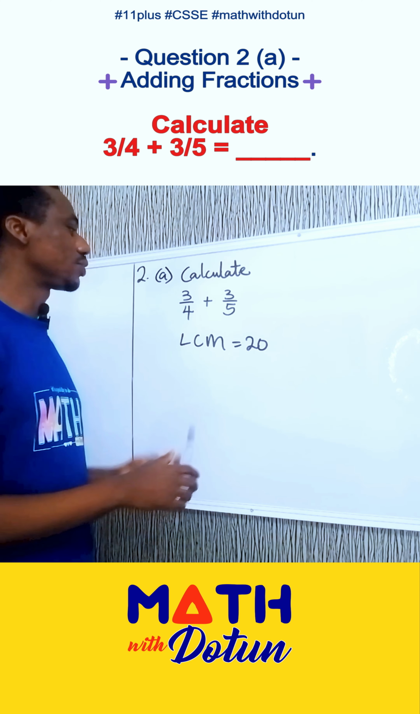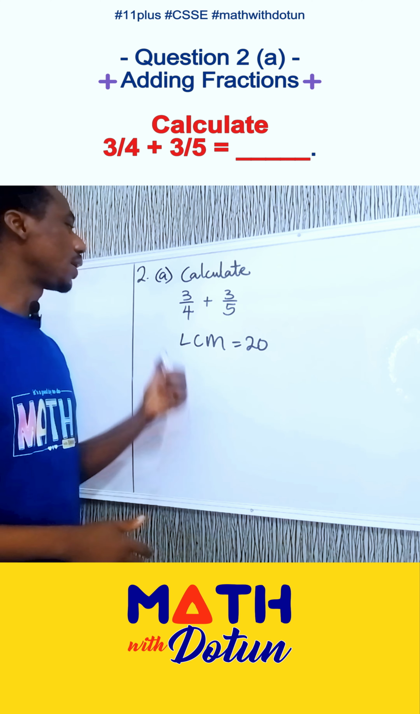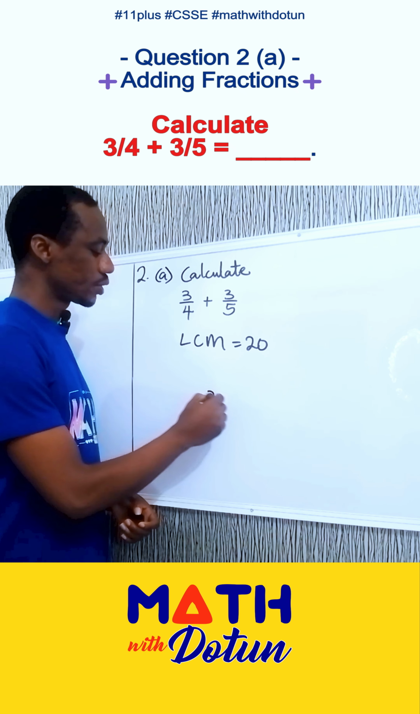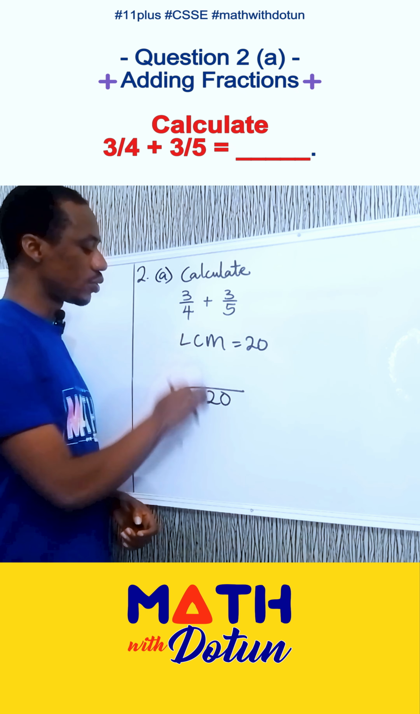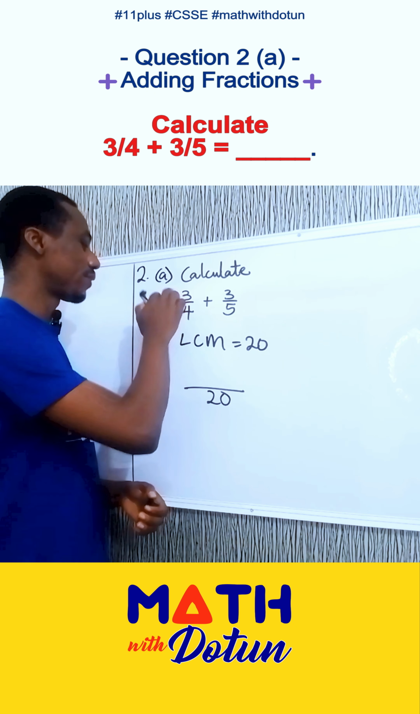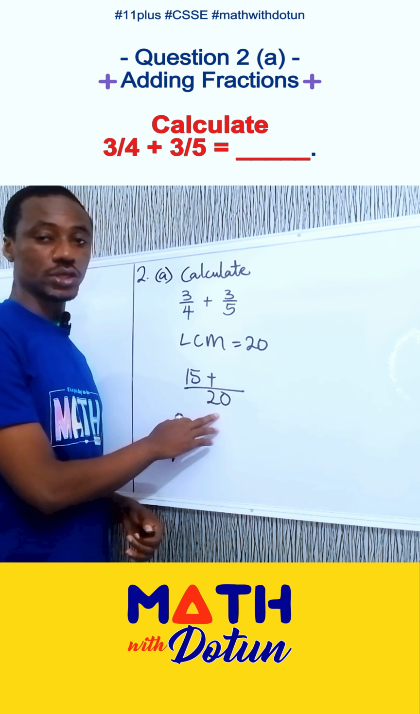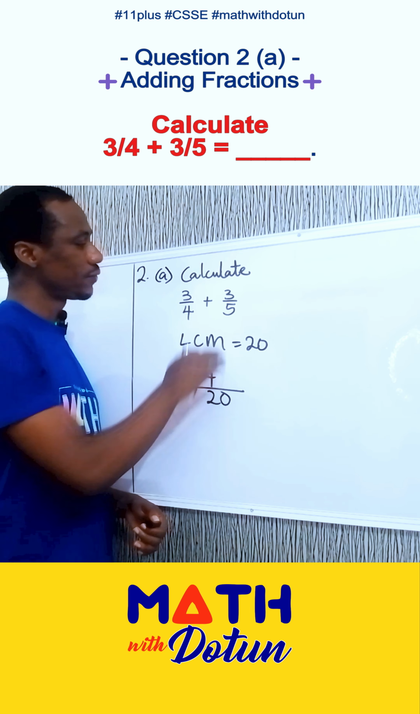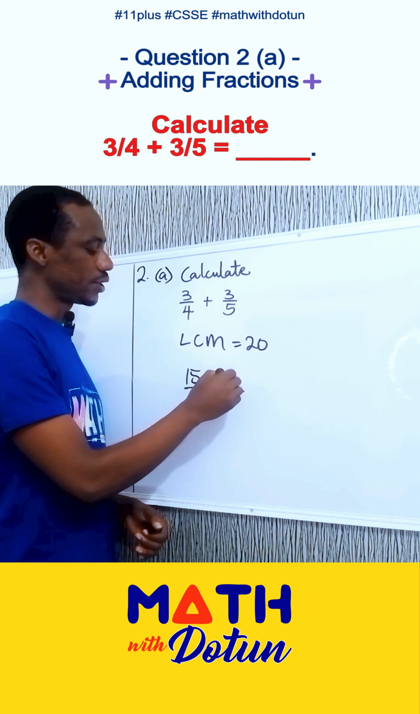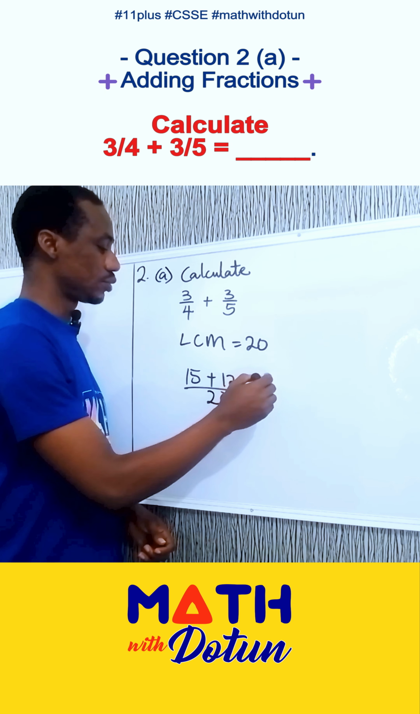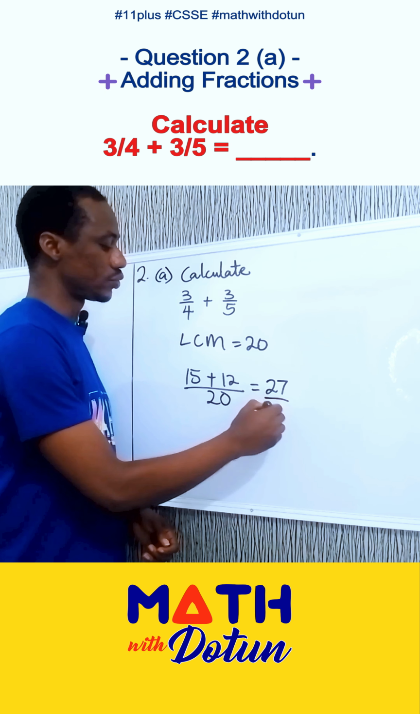So we can write equivalent fractions for these, all right? Or we just use the LCM method. So 4 goes in 20 5 times. 5 times 3 is 15. And 5 goes in 20 4 times. 4 times 3 is 12. And 15 plus 12, that is 27 over 20.